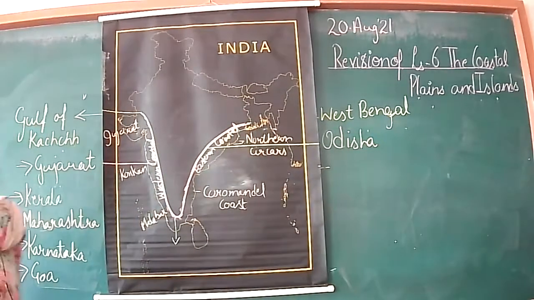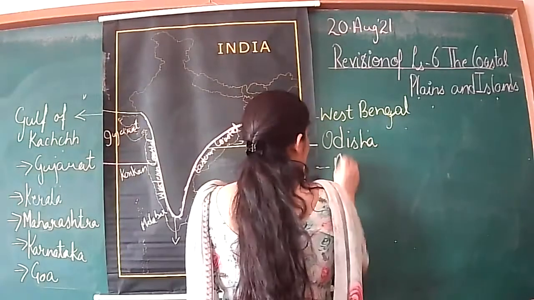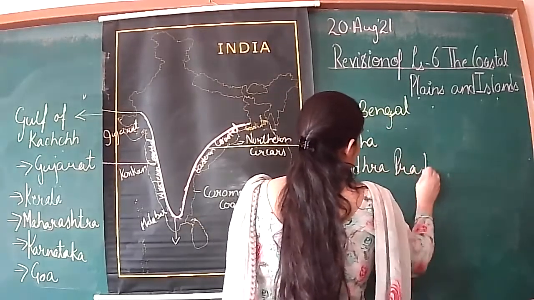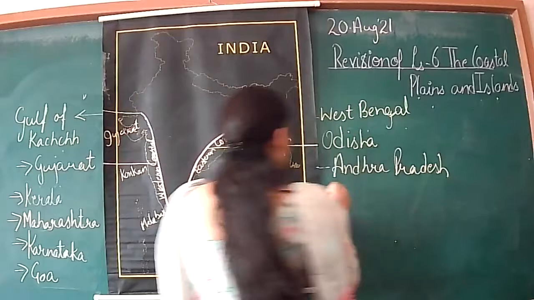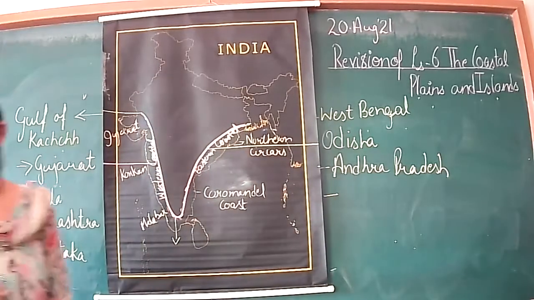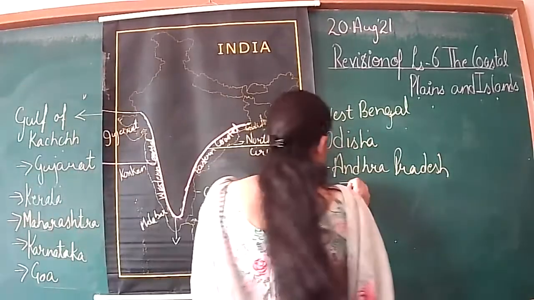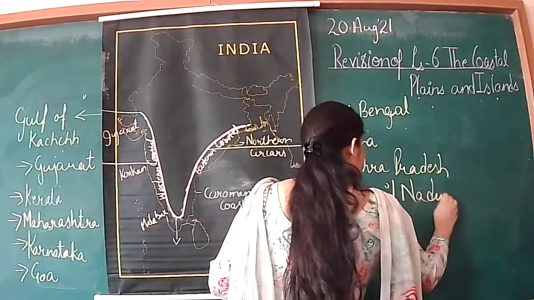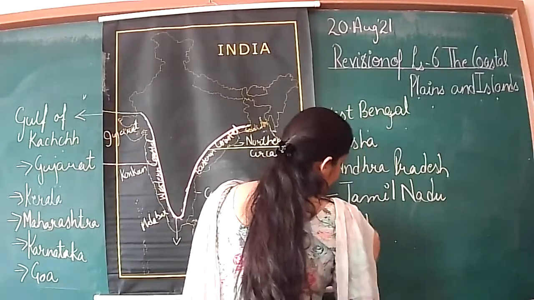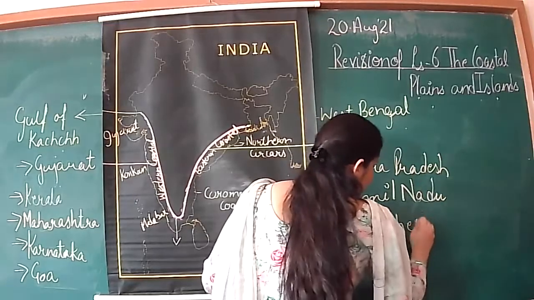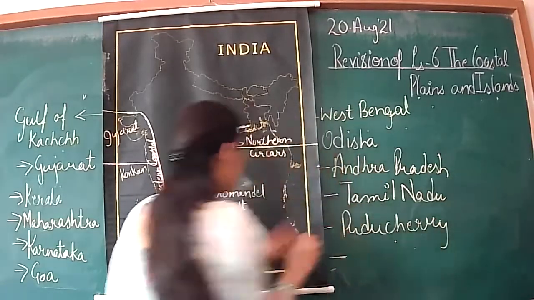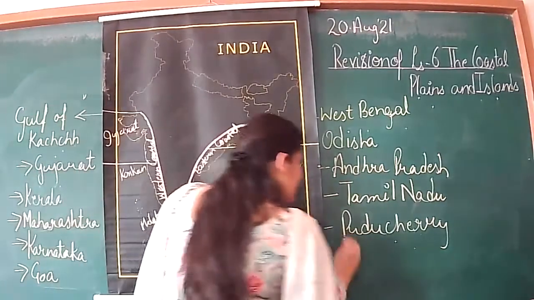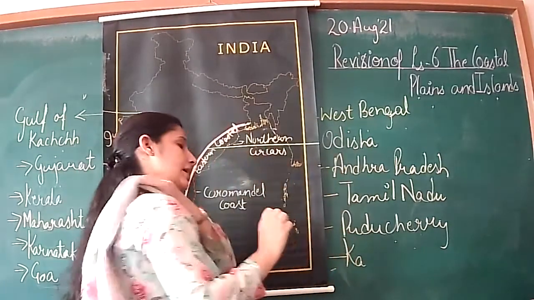Third will be Andhra Pradesh. And fourth, we have Tamil Nadu. And then we have Pondicherry. Where the eastern coastal plains end, that's Kanyakumari, the tip of India's mainland.